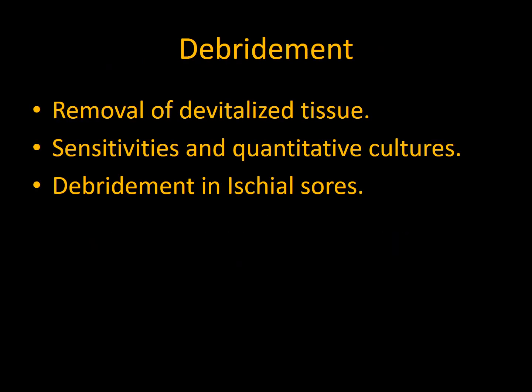The first and most important thing before we consider a flap is the debridement. Our debridement must be absolutely thorough. We should be able to remove the devitalized tissue and, more importantly, the biofilm which is formed over the pressure sore in almost all cases. Then we have to do sensitivities in terms of qualitative and quantitative cultures, and give antibiotics accordingly.